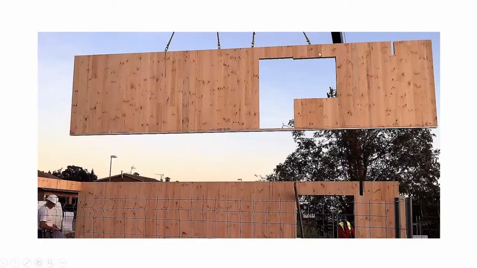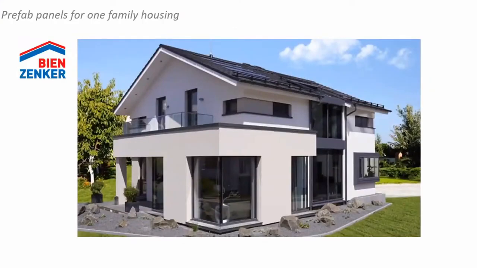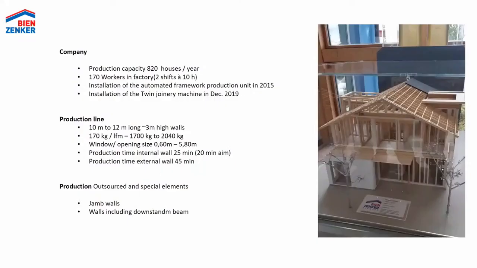So that was a quick introduction into CLT manufacturing, before we go to the first company we're going to look at in depth, a one family housing provider in Germany. They are one of the most advanced in terms of technology in Germany and Europe. A couple of years ago they installed a new manufacturing center and a new automated machine. The company wants to produce 820 houses a year. They have 170 workers and work in 2 shifts. And in 2015 they installed this new machine we're going to have a look at.